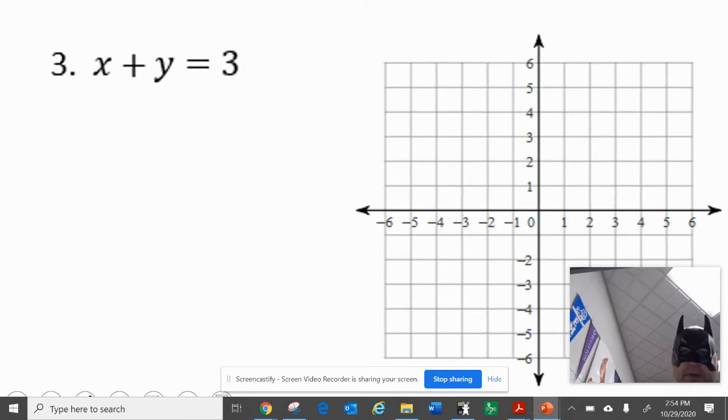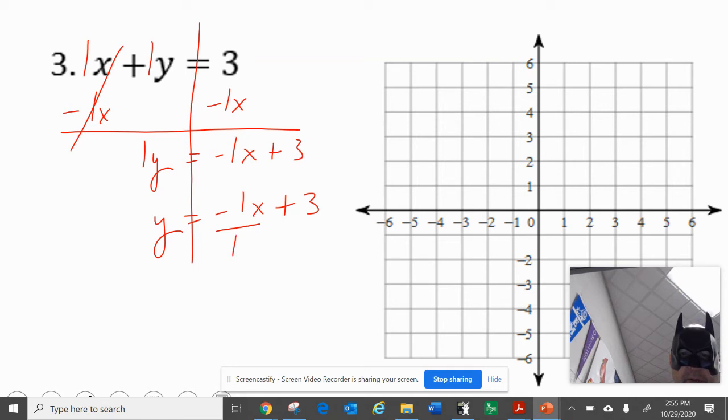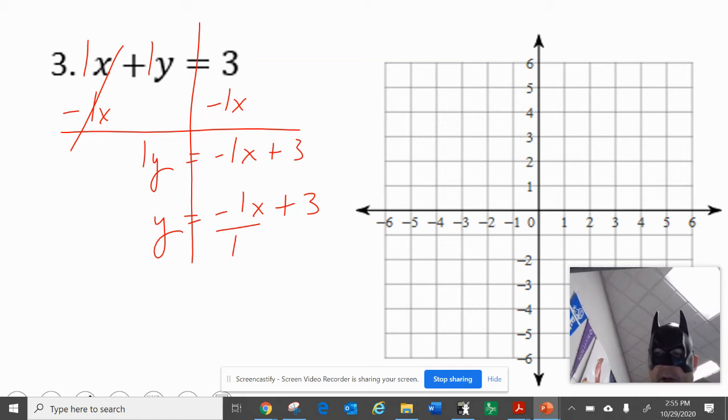x plus y equals 3. I'm going to make this a 1x and a 1y, just remember that there are numbers there. So I'm going to get y by itself by subtracting x. 1y equals negative 1x plus 3. Dividing by 1 doesn't change anything. Now here is the part that you have to be careful of. We need to write our slope as a fraction, so I'm going to write that as negative 1 over 1. If it's just a constant or an integer, you can write it as a fraction. So make a point at the y-intercept, which is 3, and the slope is down 1, to the right 1.